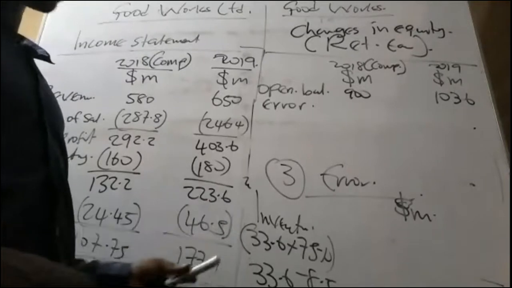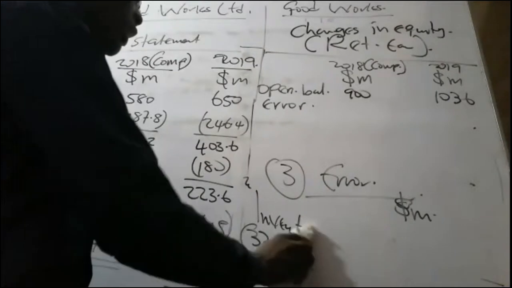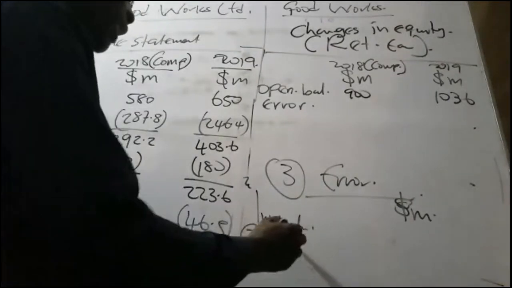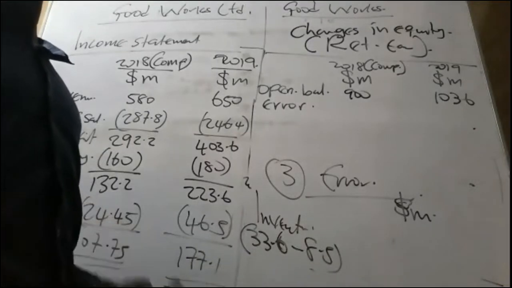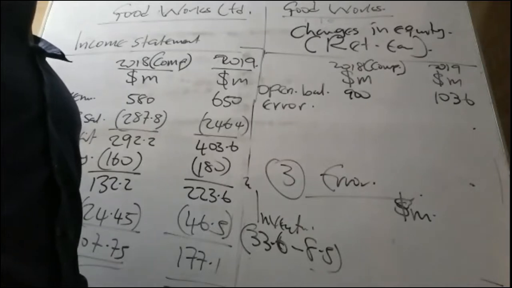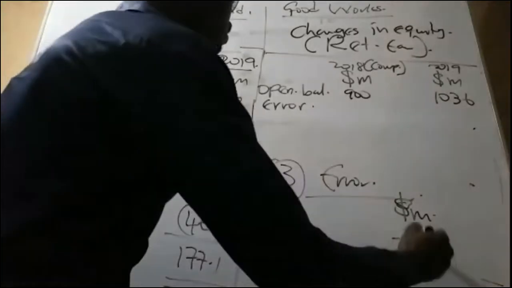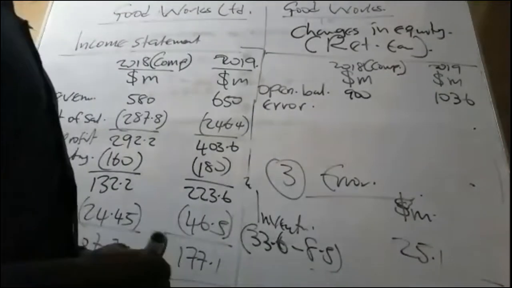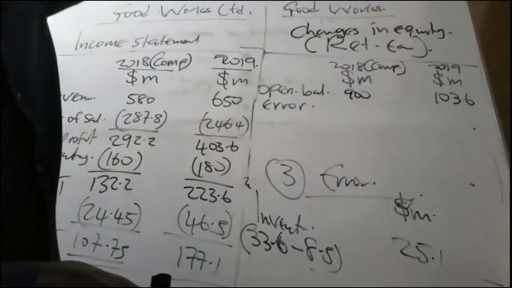Yes, it's also correct, whichever way you do to get the answer. But I'll do that one. Just subtract the tax, 8.5. So the net of tax will be 33.6 less 8.5. That will give us 25.1, right? So 25.1. Will you add or you subtract?